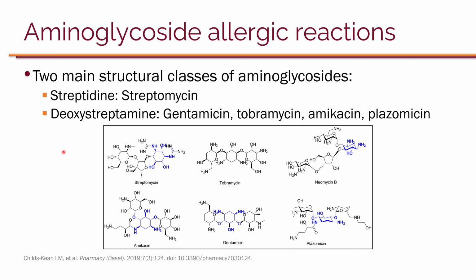When it comes to aminoglycoside allergies, it's helpful to think of aminoglycosides in two main structural classes. So streptidine, which is only streptomycin in this group, and the rest of the aminoglycosides, some of which are not listed here, belong to the deoxystreptamine group. So those are structurally similar, whereas streptomycin is structurally unique.